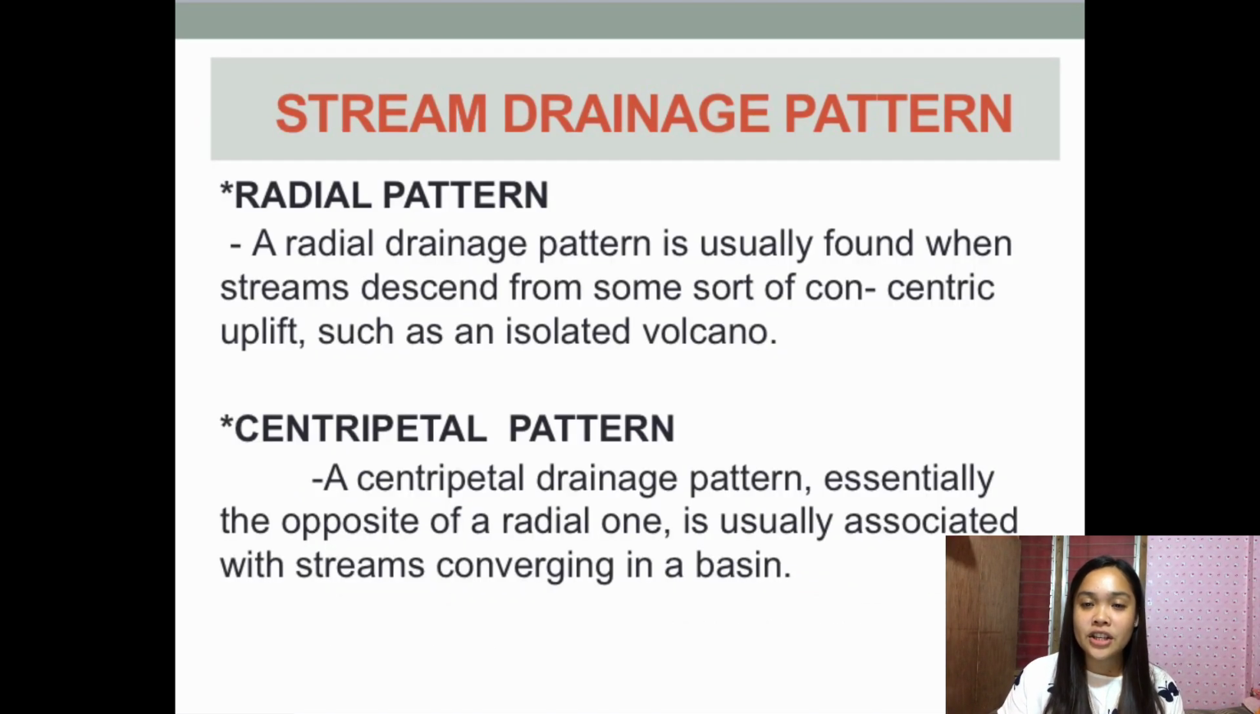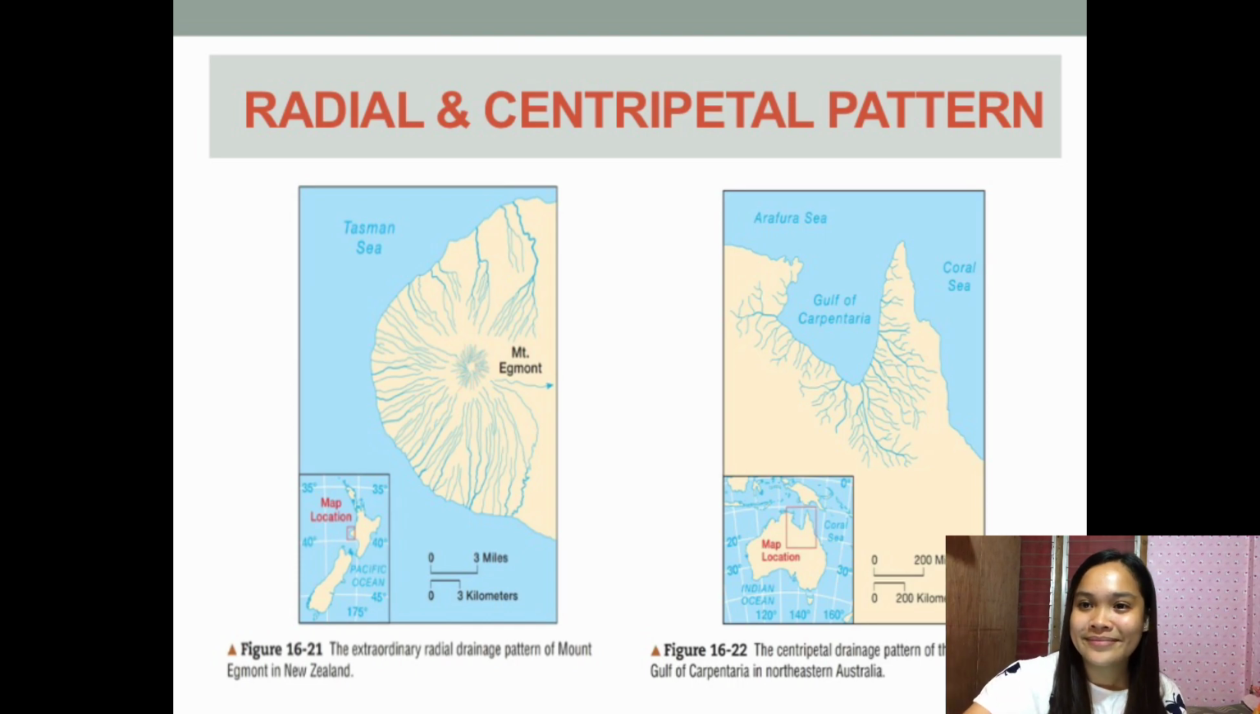Radial pattern. A radial drainage pattern is usually found when streams descend from a sort of concentric uplift, such as an isolated volcano. Centripetal pattern. A centripetal drainage pattern is essentially the opposite of the radial one. It is usually associated with streams converging in a basin. The example is shown above.